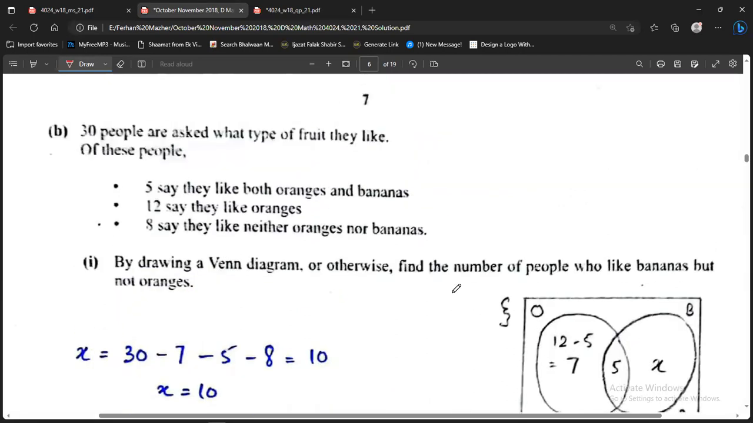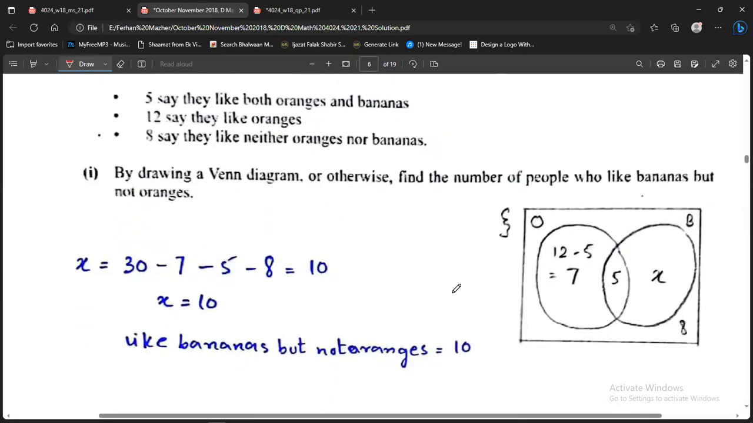So there are total how many? 30 people. Okay. So 5 say they like both oranges. So in the overlapping, I will write 5. 12 say they like oranges. In the circle of orange, we should have 12 people. 5 are already here. So here we will have 7 people.